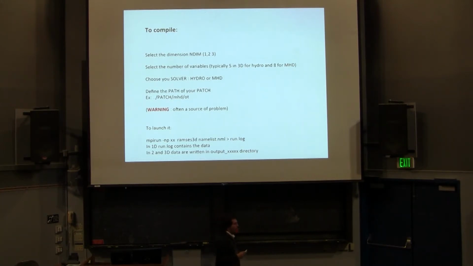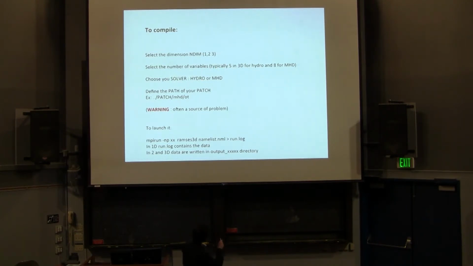For any MHD setup, even with ndim equal to 1? No, no, ndim can be 1, okay? But you still have 8 variables, because you have your x axis, and you have the Bx component as usual, but then you have By and Bz, which depend only on x, but which are still part of the problem. Okay, ndim and nvar are not related. They are related in hydro, but not in MHD. In MHD, it's always 8. Okay.